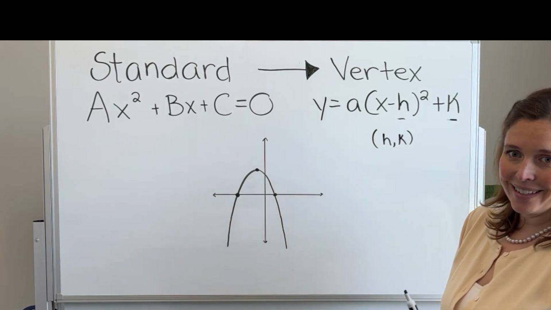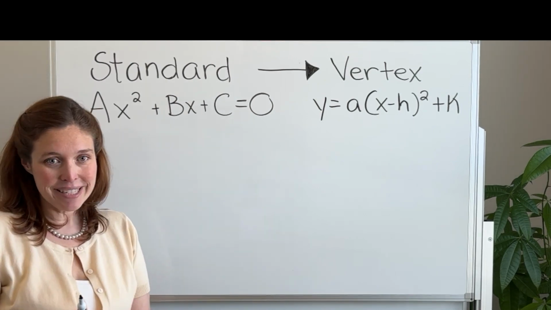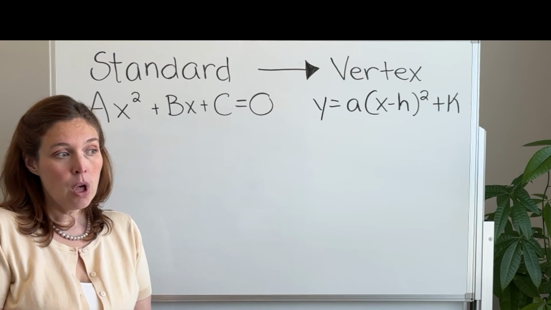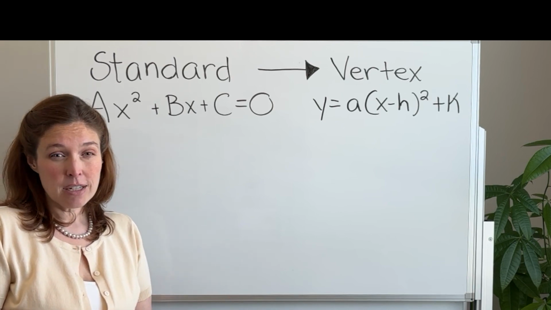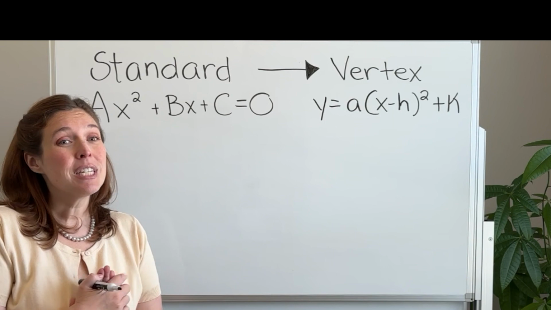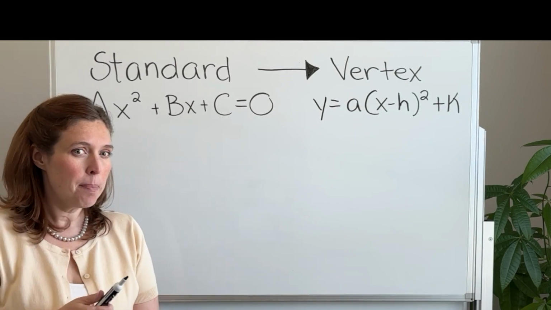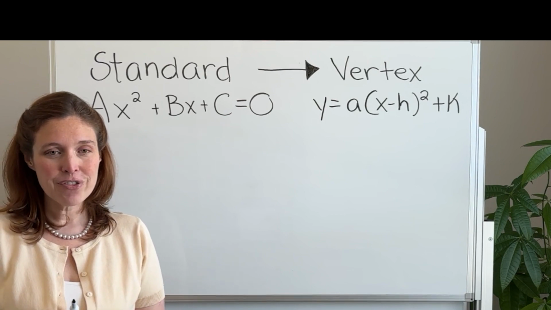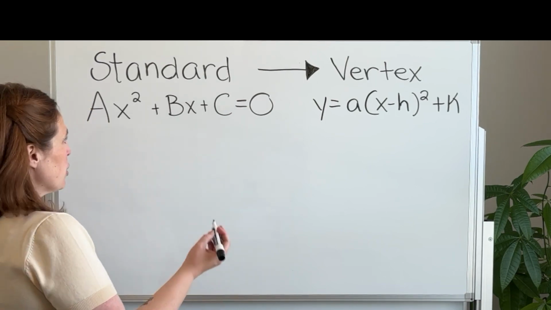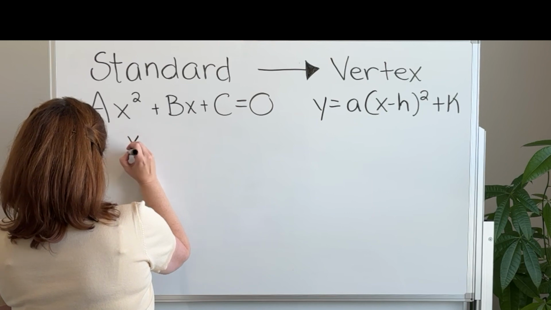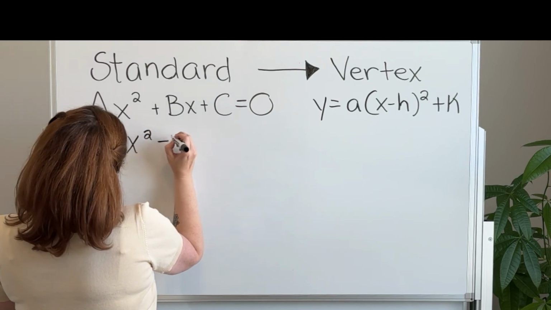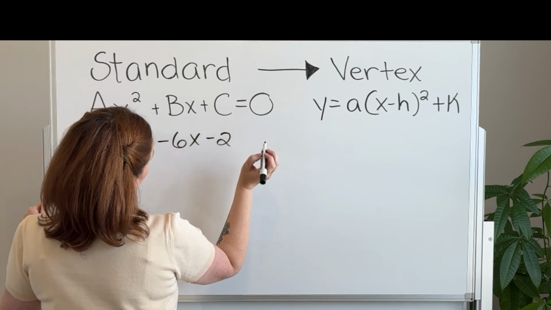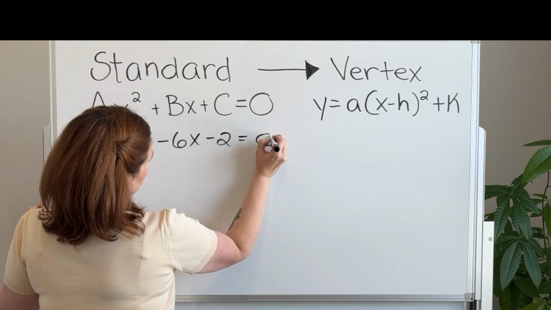So let's get started. Let's start out with just a basic trinomial. We're going to keep the coefficient for x squared at a 1 because when it's not 1, there's an extra step that's involved, and we'll cover that in another video. So for now, let's keep the coefficient for x squared just 1. So let's do the equation x squared minus 6x minus 2 equals 0.